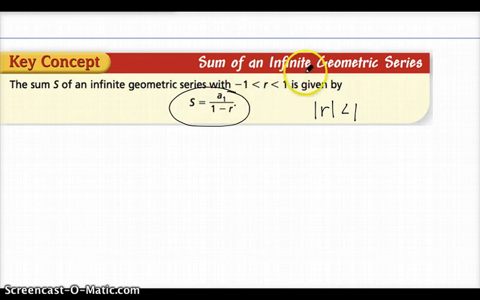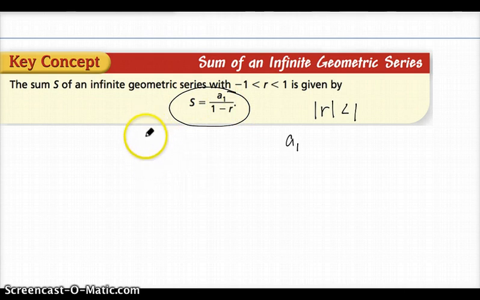Well, let's think about R for a second. R has to be a number between -1 and 1. And so what it means is each time we are adding a smaller value to our previous value. Because if I'm multiplying my a sub 1 by a fraction, that means I'm adding a fraction to it, either a negative fraction or a positive fraction. So keep that in mind as we are considering finding the sum of the geometric series.